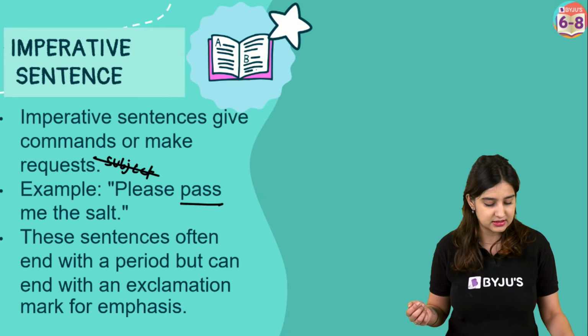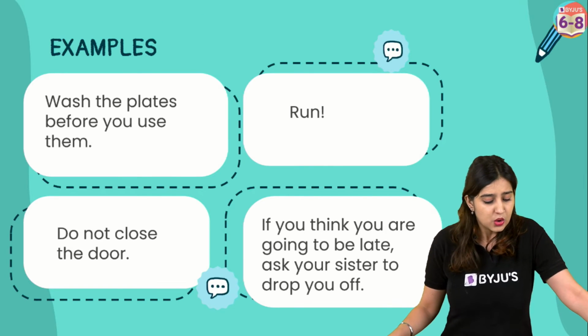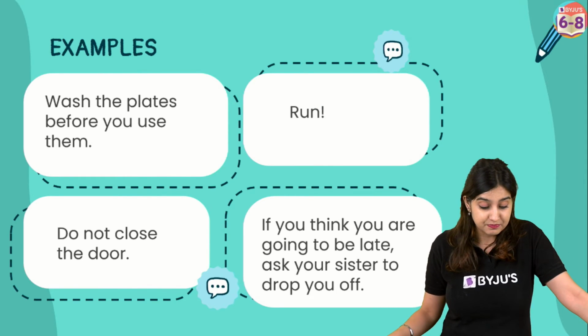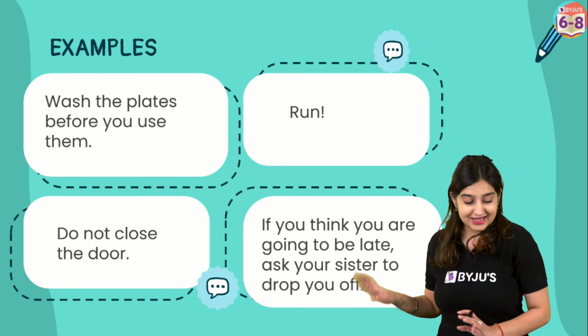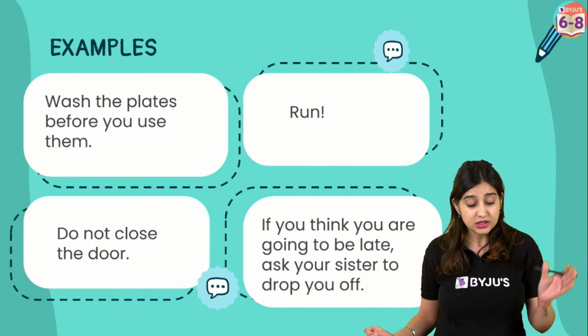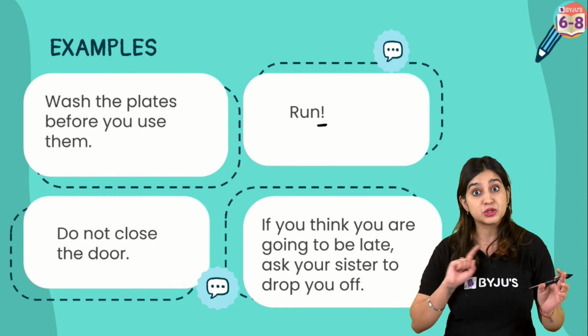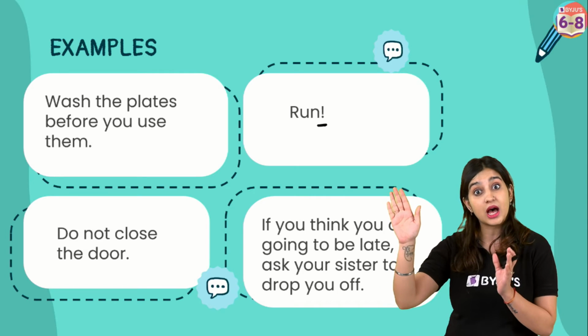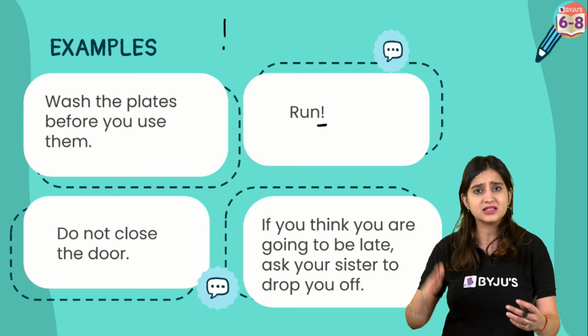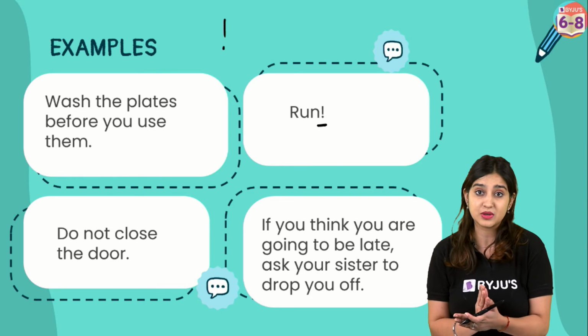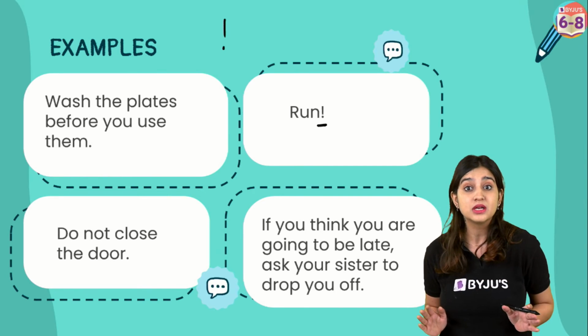Let's take a look at some examples. Wash the plates before you use them. Run! Do not close the door. Okay, we'll come to the last example later. In the three examples that I read out, run ended with an exclamation. So did you hear the way I said it? It ended on a high note. Run! Because your exclamation mark is used for emphasis. So here your voice also needs to show that emphasis.